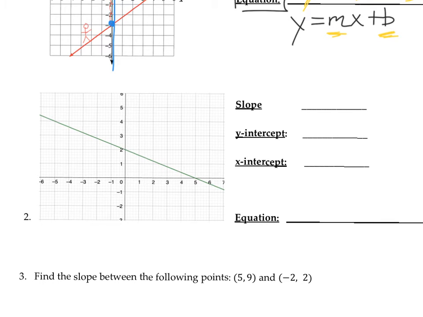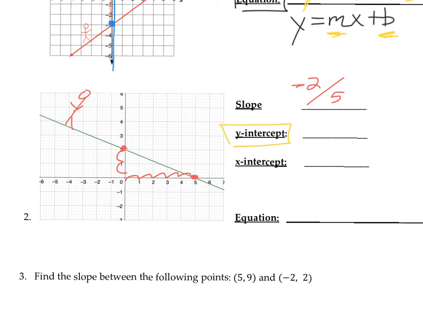Hit pause, see if you can find them, and then hit play and see if you got them right. Talk slope first. I know before I even start, it's going to be a negative slope. I'm going to clue in on this point and this point right here. Work my way left to right. Rise over run. 1, 2. I just went down 2. Over 1, 2, 3, 4, 5. My slope is -2/5.